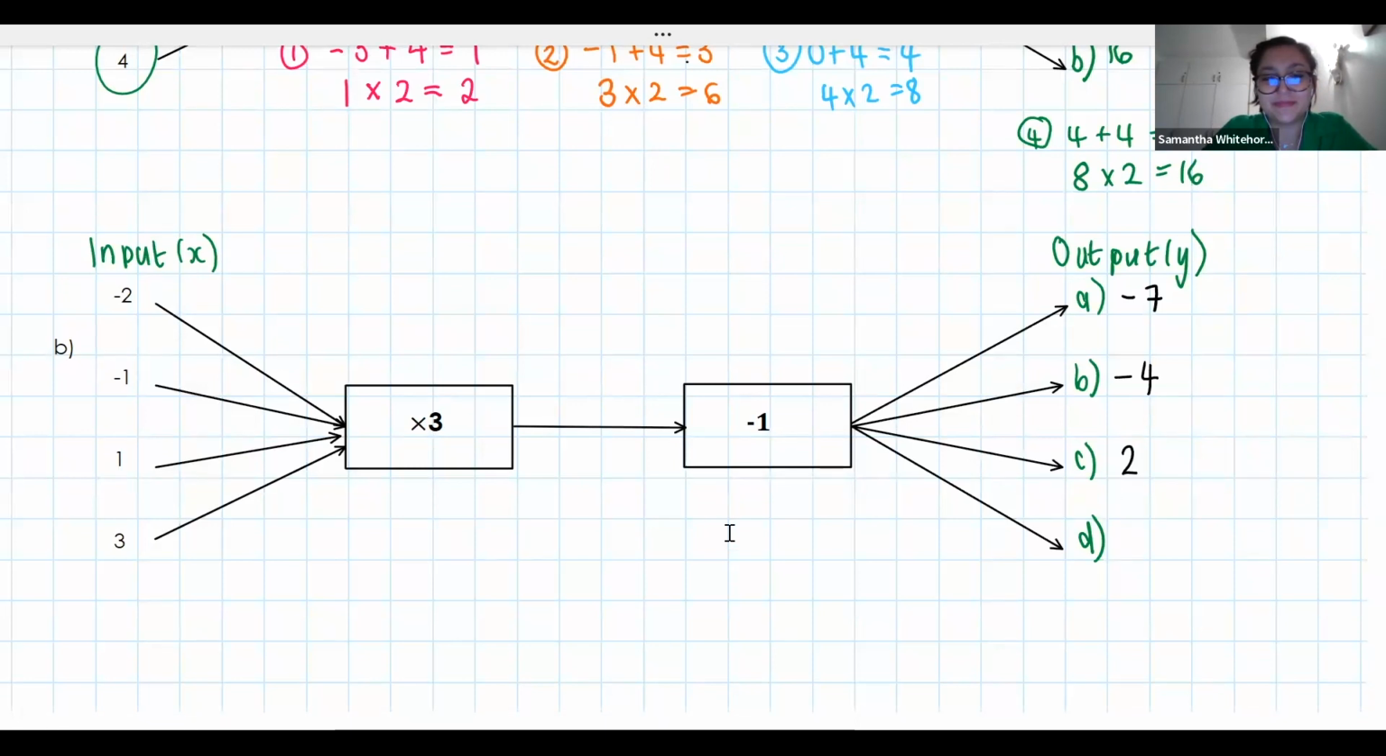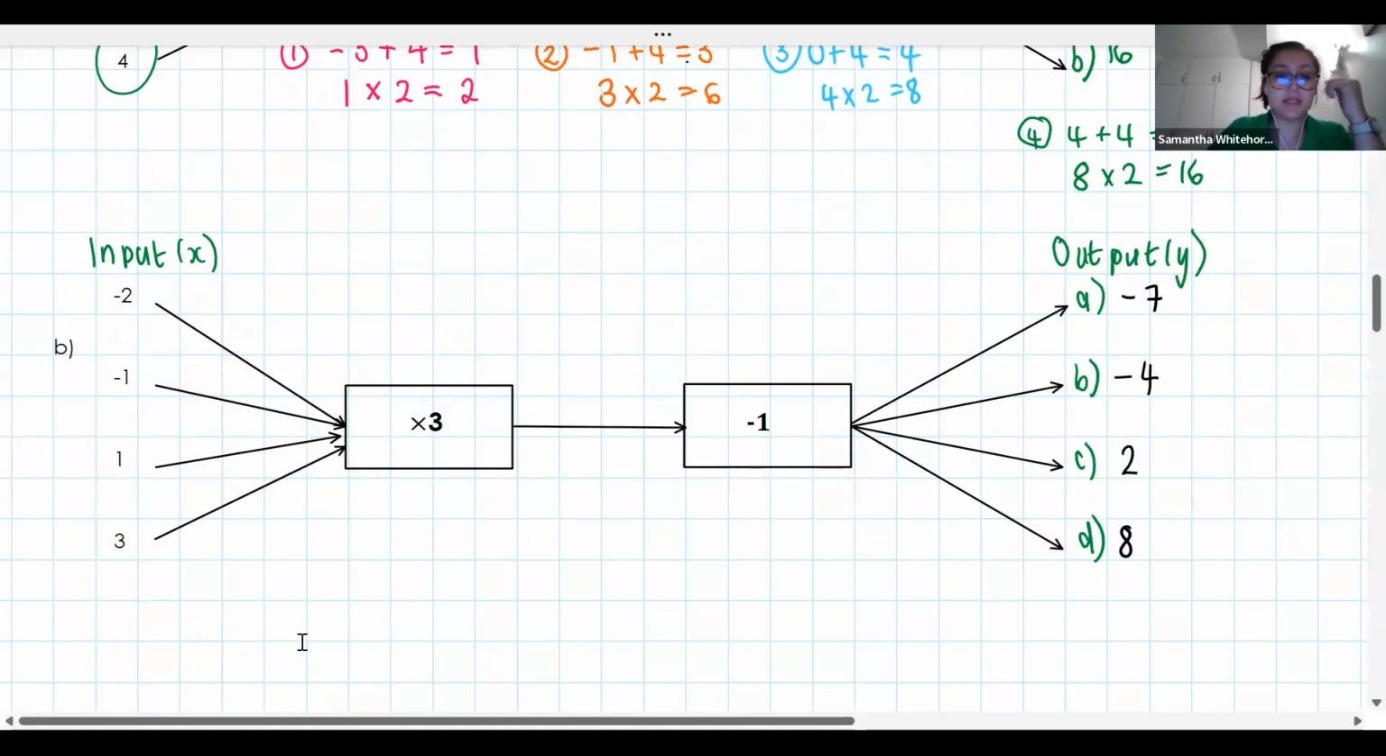Ma'am, I said 3 times 3, which is 9. Good. And then 9 minus 1, which is 8. Perfect. Well done. Okay, so guys, just remember 3 times 3 is 9, not 6. Just bear that in mind. But exactly as Takalani said, 3 times 3 is 9, minus 1 is 8. Right, very nicely done. Let's remember to lower our hands.